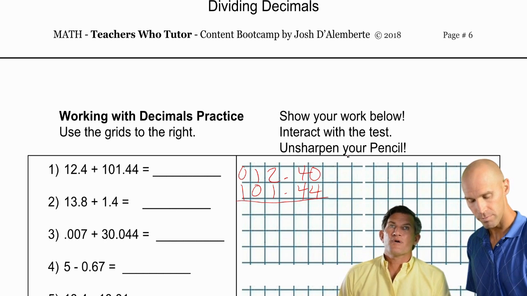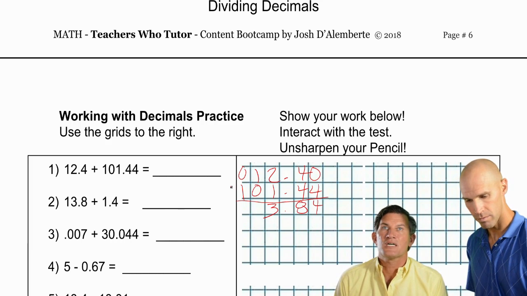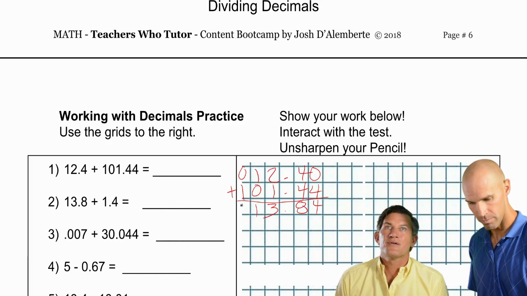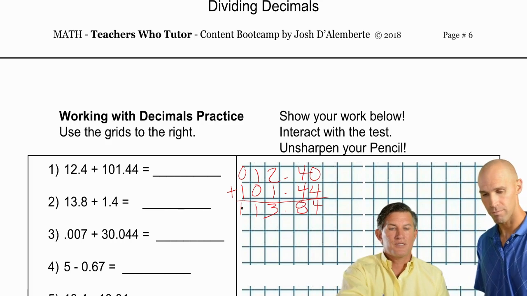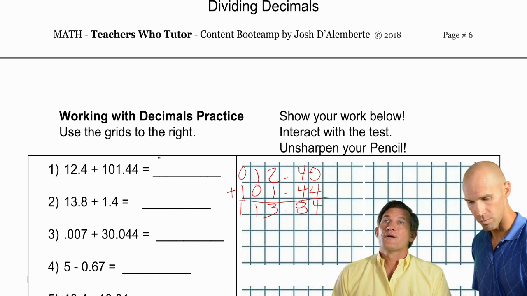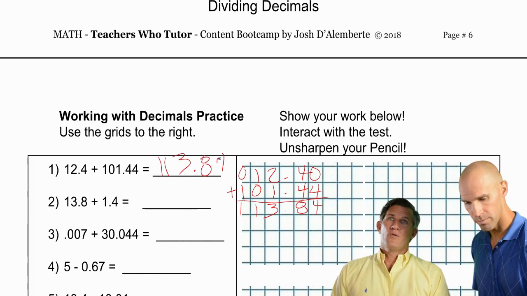Do you add left to right or right to left? Right to left, okay? Put your addition sign there. You can always put the decimal ahead of time. Okay, perfect. And that's your sum. So write your sum in there. The sum is 113.84, or 84 hundredths.